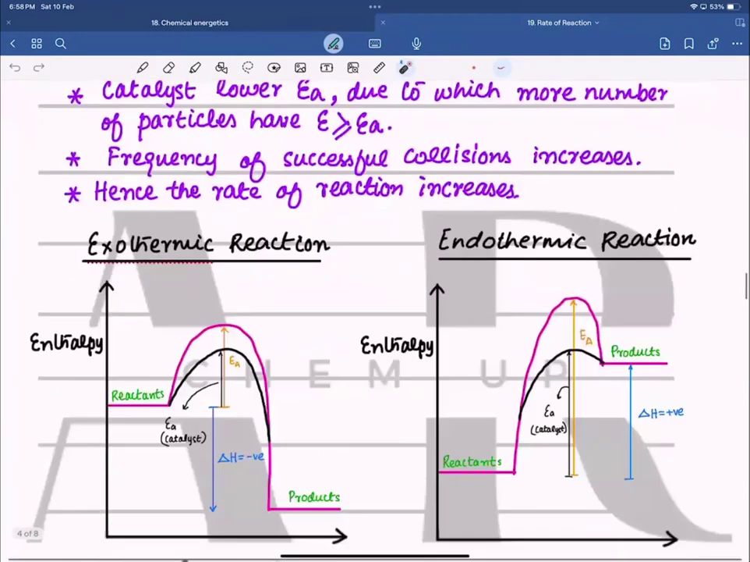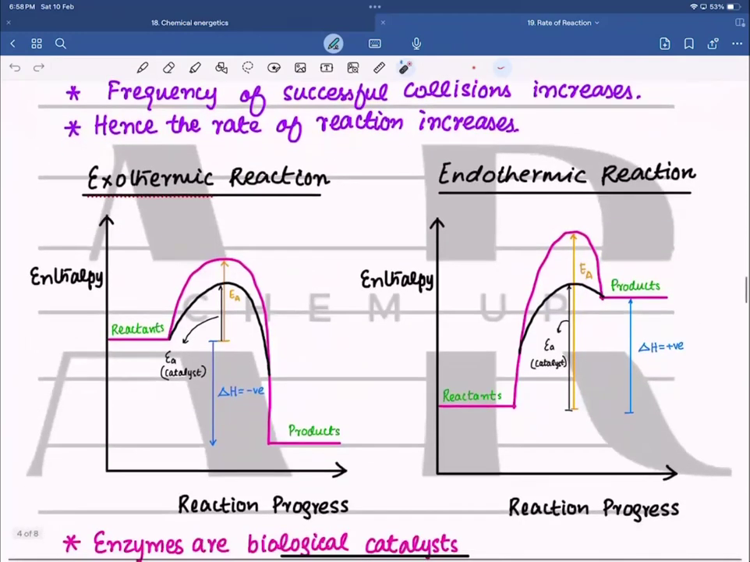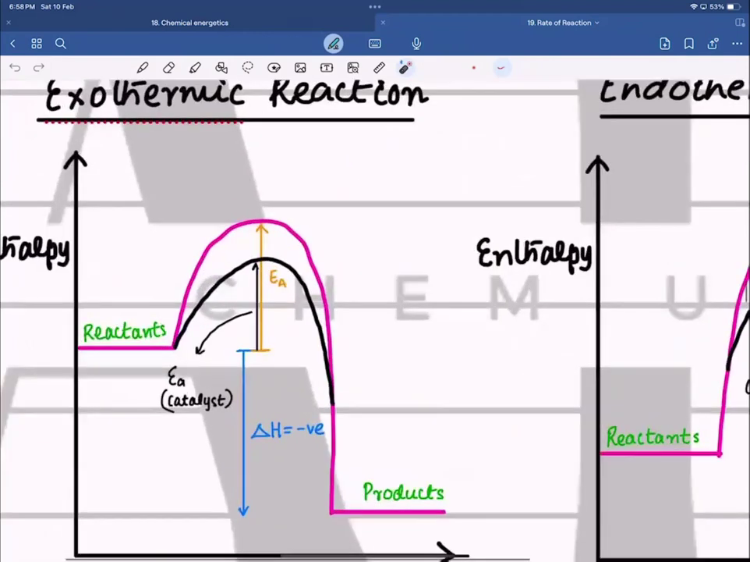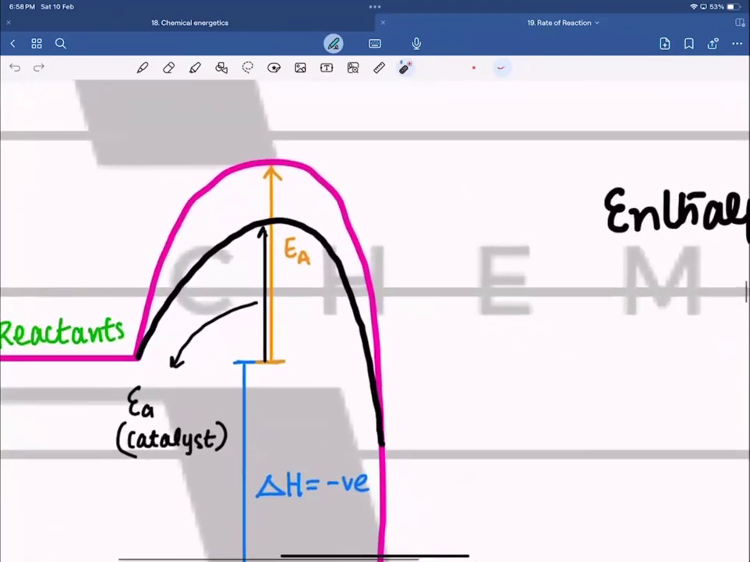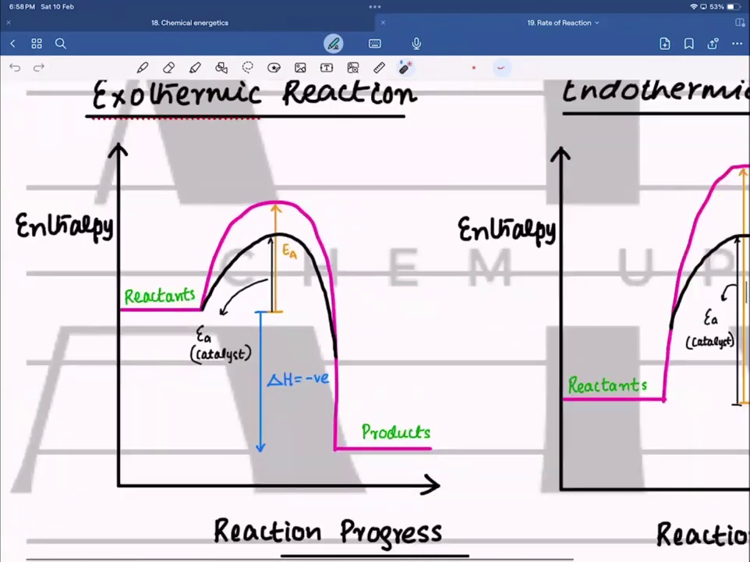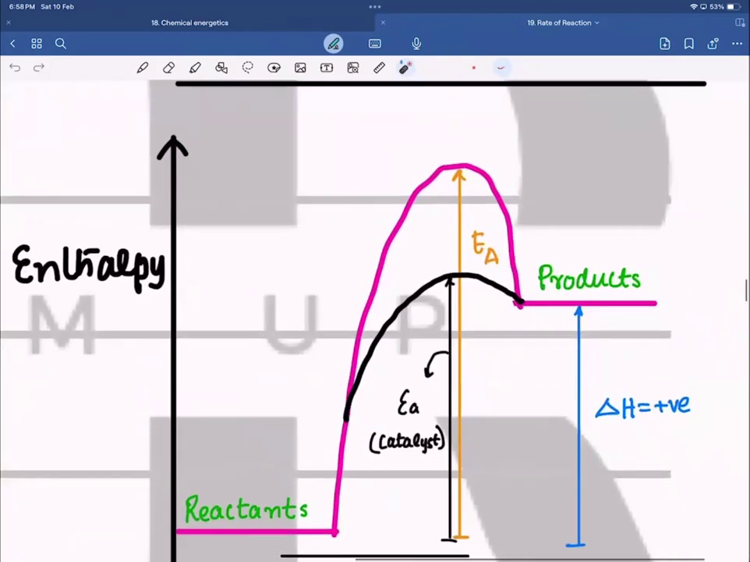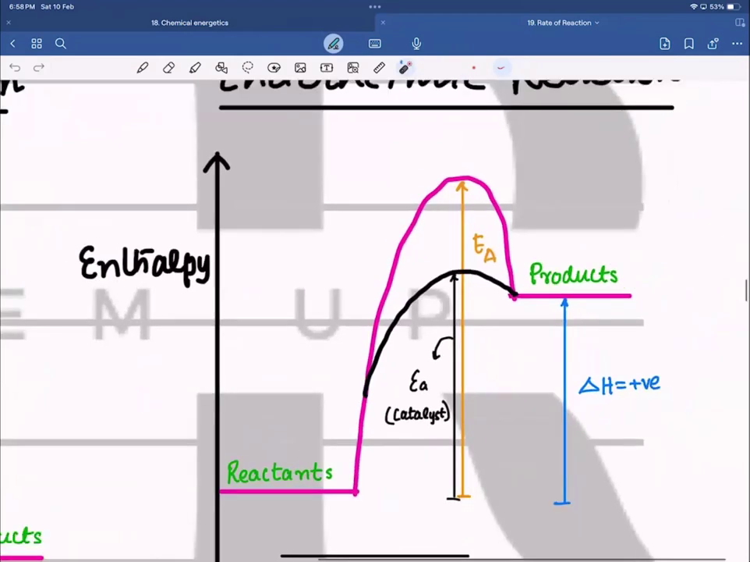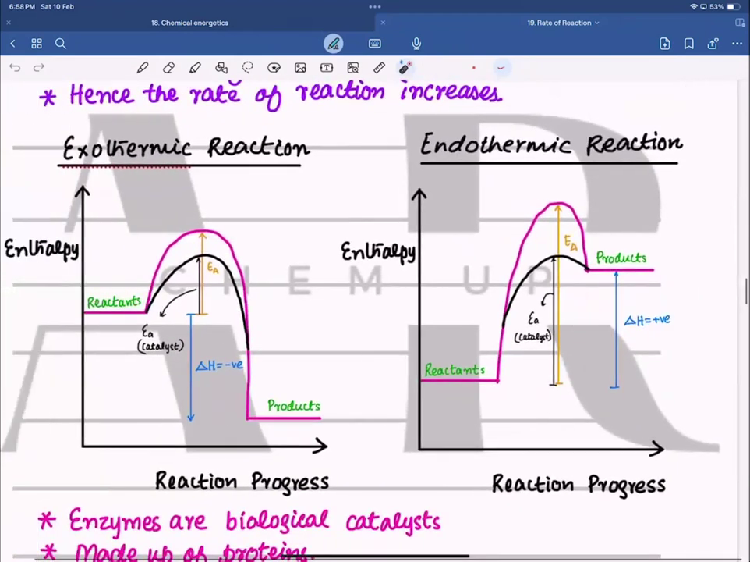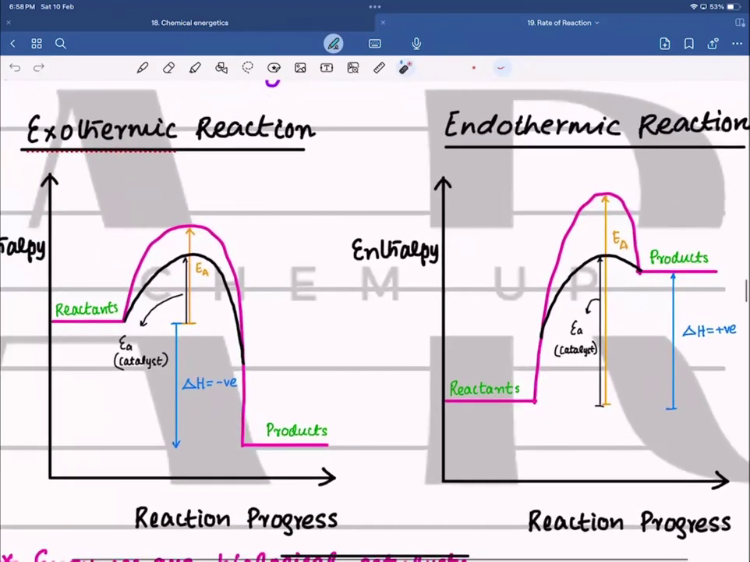Okay. Now complete these diagrams. These diagrams also show the path with the catalyst. The lower arc represents the activation energy when the catalyst is added. So complete this, then I will discuss further.